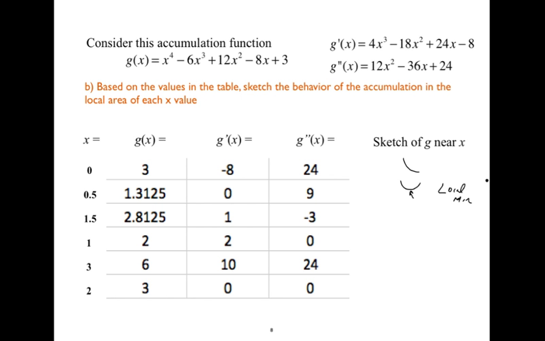Okay, next one. If the first derivative is positive, the function is increasing, but the rate is decreasing. So that means that the function is turning down, but it's increasing because the first derivative is positive, so it's going to look like this. Increasing and turning down, right? Increasing and the rate is decreasing. It's like that. Next one.